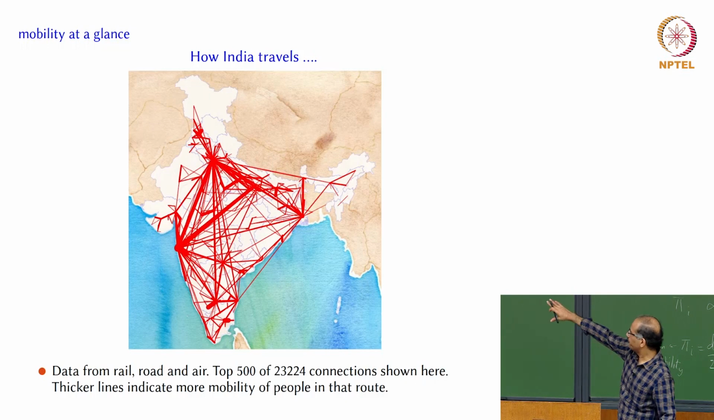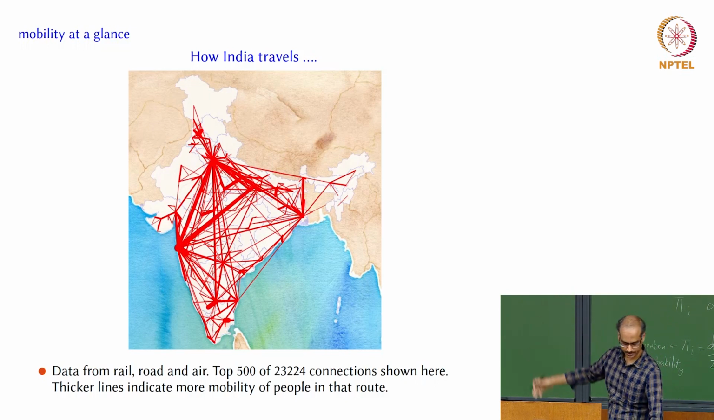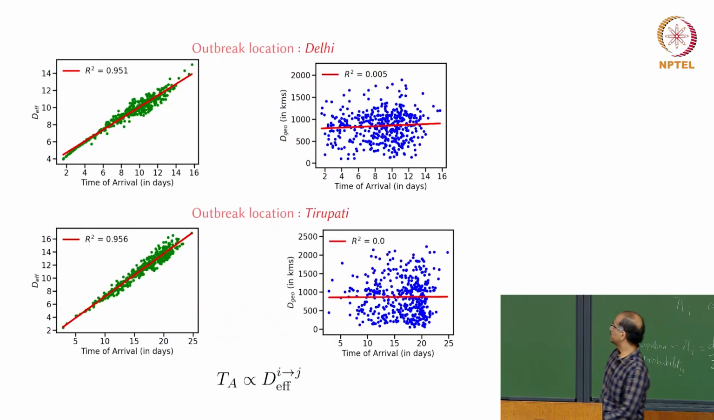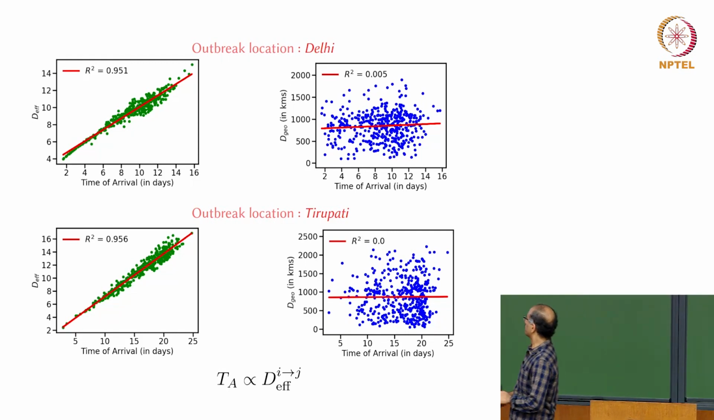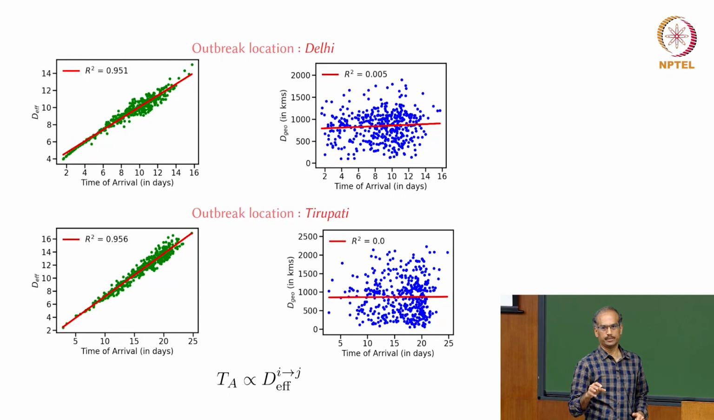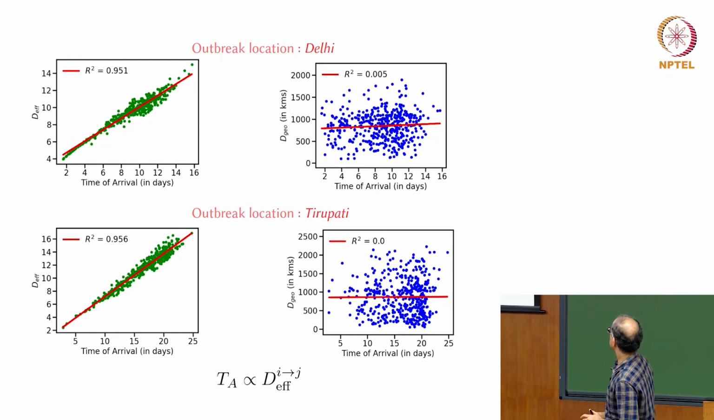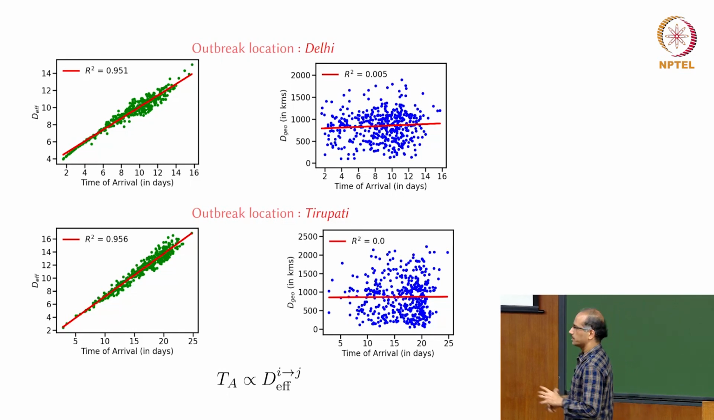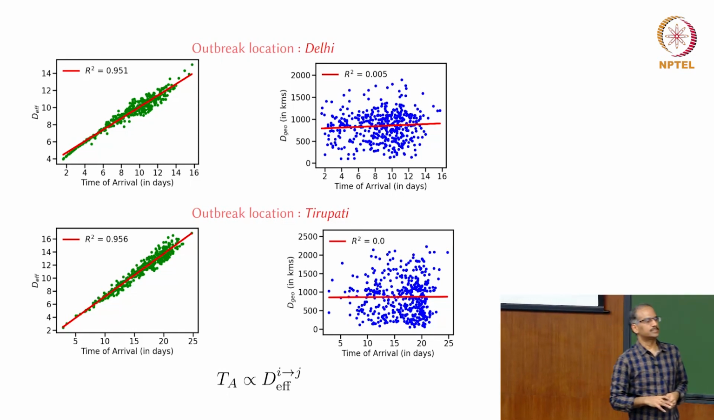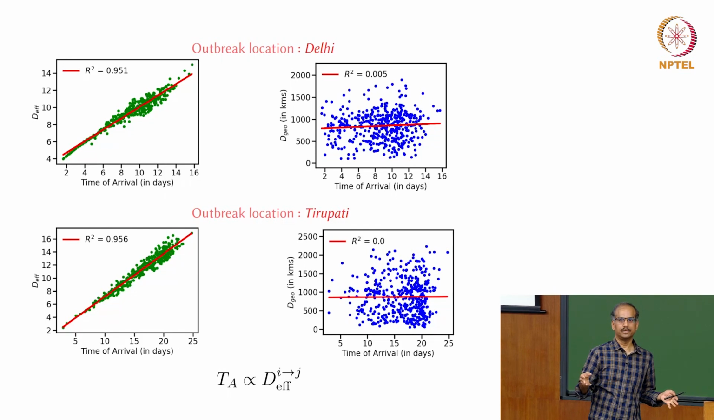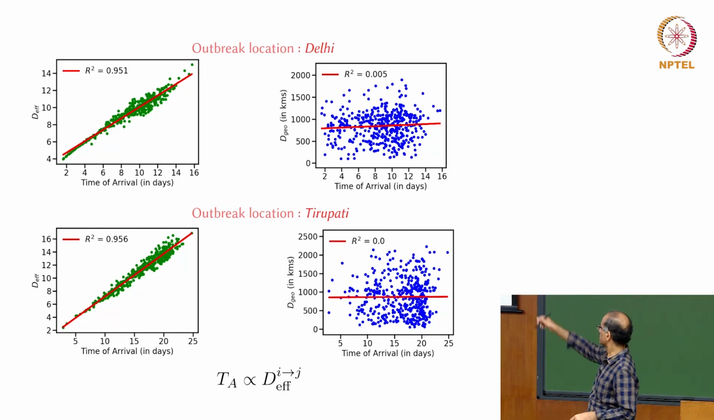So here only the top 500 connections are shown. Okay, so this is the result. For example, now let's say you declare the outbreak location to be Delhi. In that case, you can ask the question. I said the central result is that time of arrival is proportional to the effective distance. In fact, that's what you see.